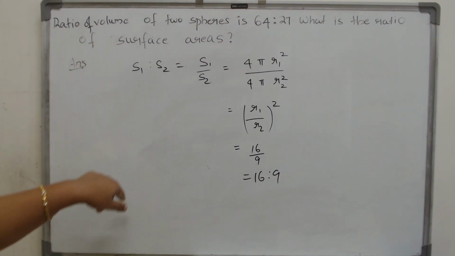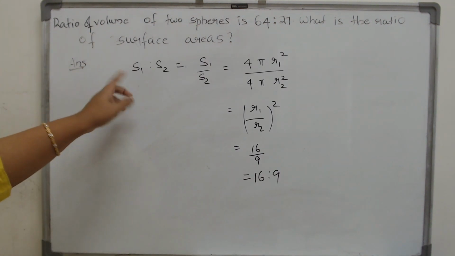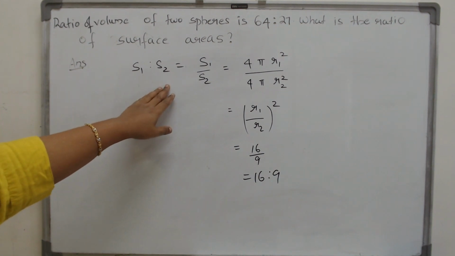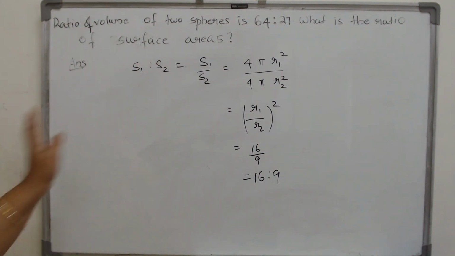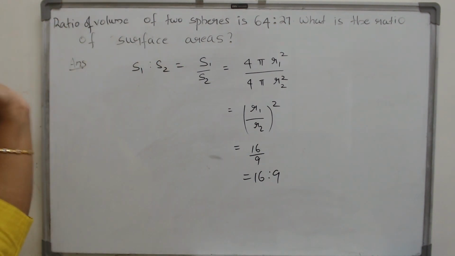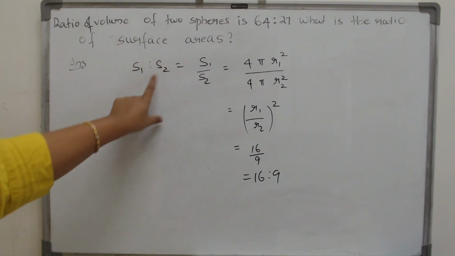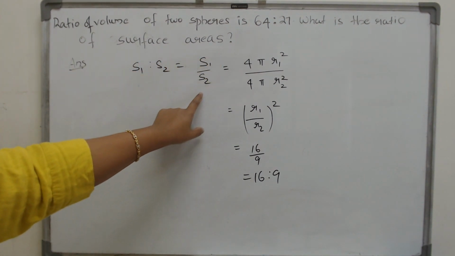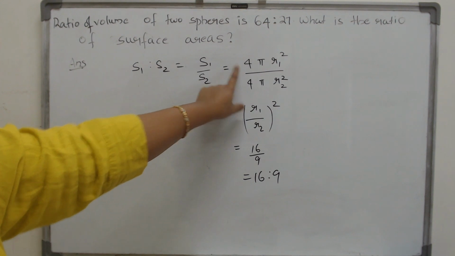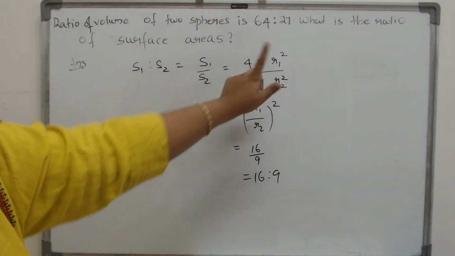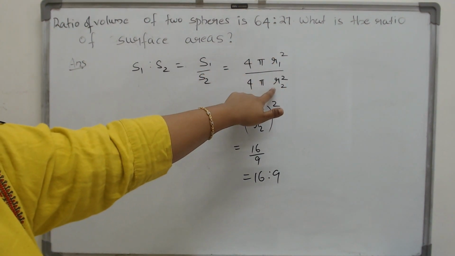Now remember one important thing, do not change the order. Do not put S2 is to S1 here. If the first one was V1 is to V2, just follow the same order. First in the ratio form, then in the fraction form, substitute the values. For S1 you have to use R1. For S2 you have to use R2.